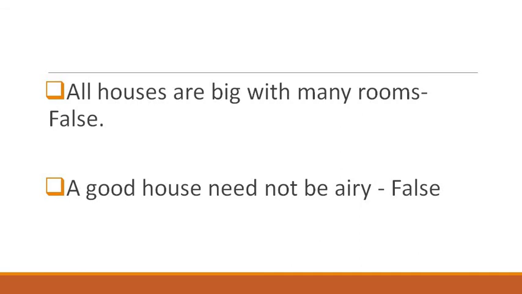Like if you see, someone might be having a house with 2 rooms, the other might be having a house with 3 rooms, and so on. Correct? Someone might be having 2 or 3 houses. So it is not possible that every house will be big and have many rooms. It depends on the families.